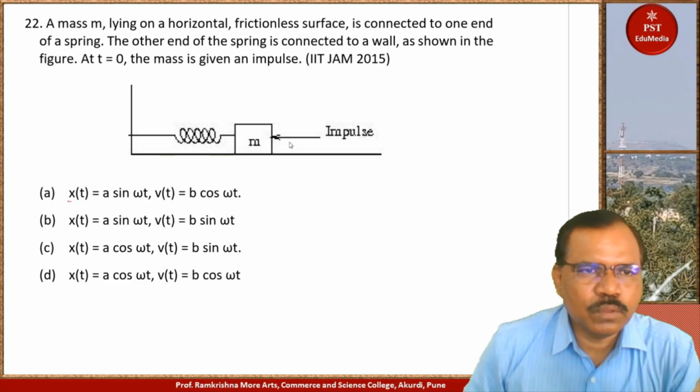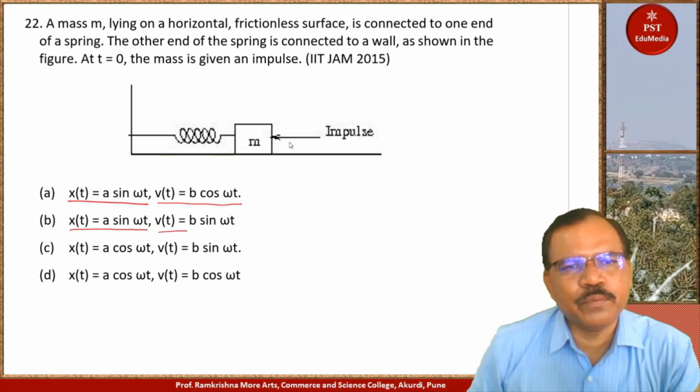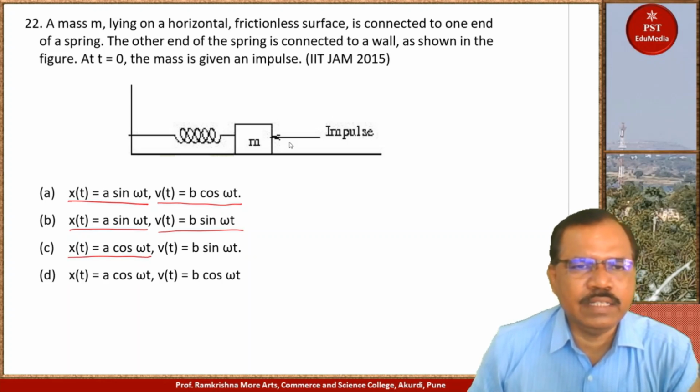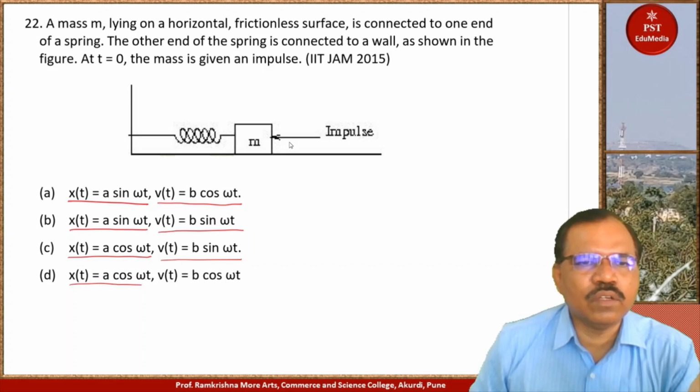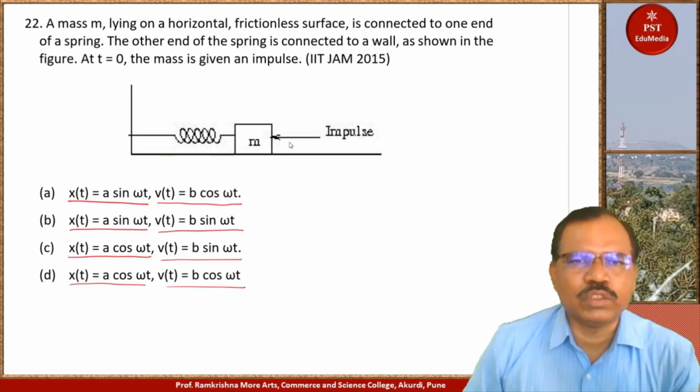The options are: x(t) is equal to a sin omega t, v(t) is equal to b cos omega t, where x(t) and v(t) mean position and velocity at time t; x(t) is equal to a sin omega t, v(t) is equal to b sin omega t; x(t) is equal to a cos omega t, v(t) is equal to b sin omega t; x(t) is equal to a cos omega t, v(t) is equal to b cos omega t.